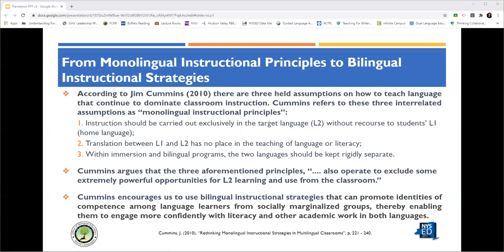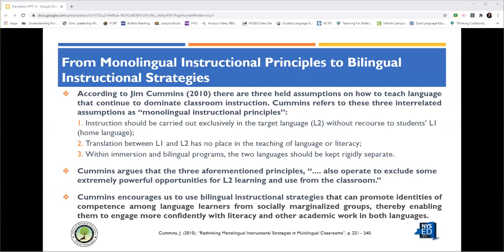Dr. Cummins refers to these 3 interrelated assumptions as monolingual instructional principles. And these are: instruction should be carried out exclusively in the target language without recourse to students' L1, that translation between L1 and L2 has no place in the teaching of language or literacy, and that within immersion and bilingual programs, the two languages should be kept rigidly separate. Furthermore, Dr. Cummins argues that the three aforementioned principles also operate to exclude some extremely powerful opportunities for second language learning and use in the classroom.